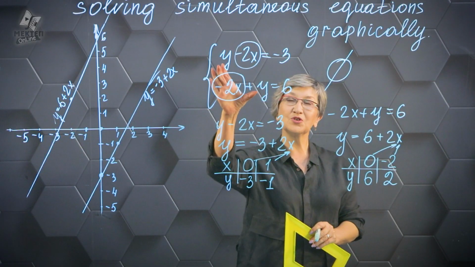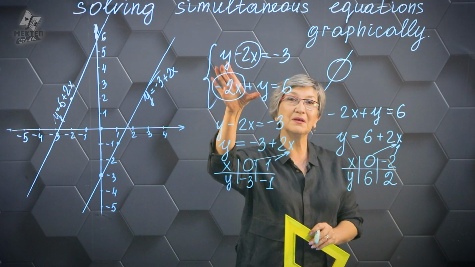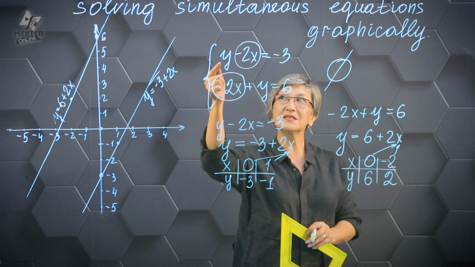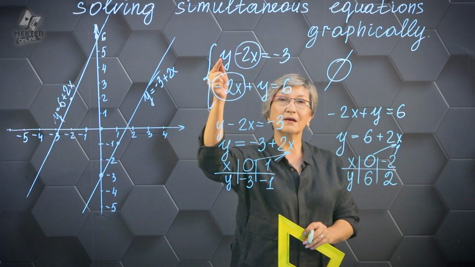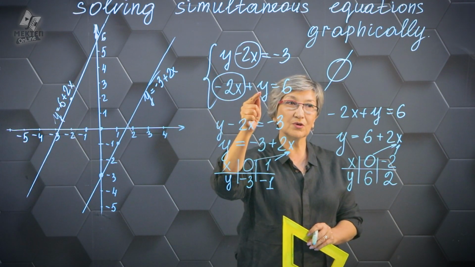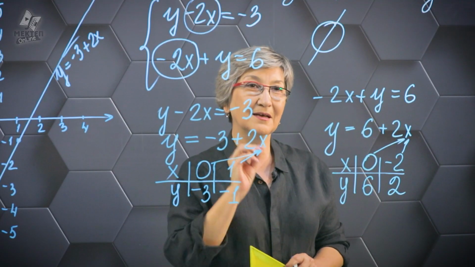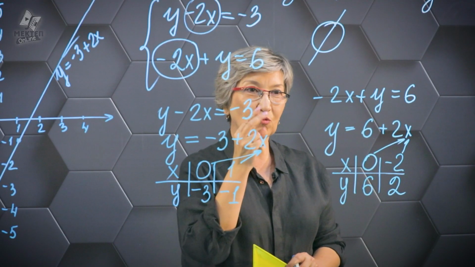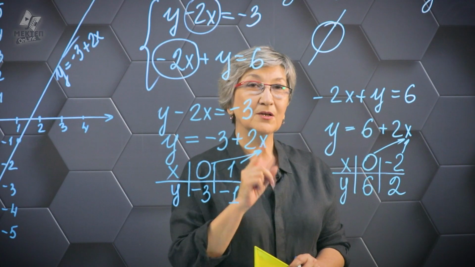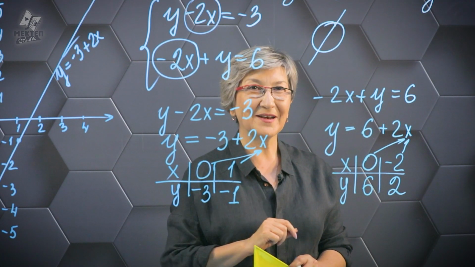However, we also need to take into account the coefficients for y. As you can see, in the first equation, the coefficient for y is equal to 1. The second equation also has y's coefficient as 1. If the coefficients for both variables are equal, the graphs of these functions will be parallel.